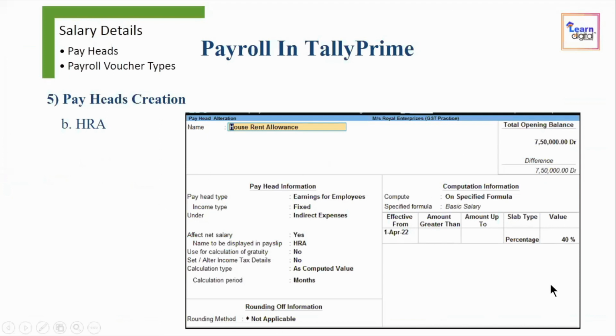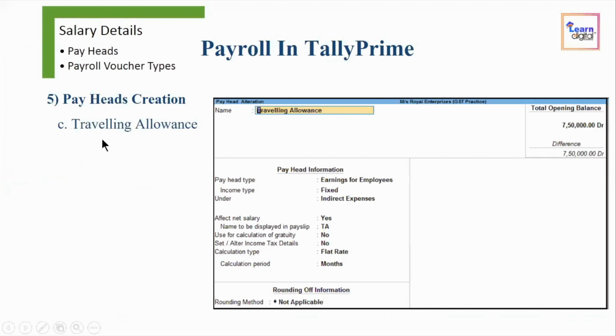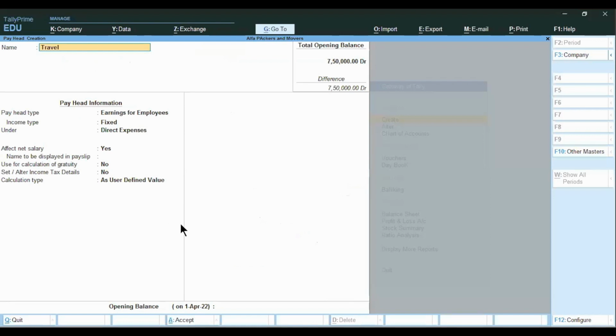Okay, the next one. Now we will create another pay head named traveling allowance. So traveling allowance will be an amount that each and every month the company will give the employee as a traveling allowance. Each and every month we will give him a fixed amount as a salary, that is traveling allowance. So it will be on a flat rate. So create traveling allowance.